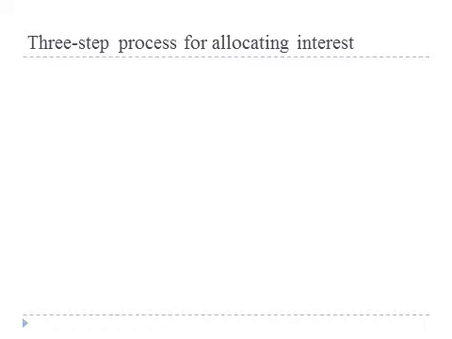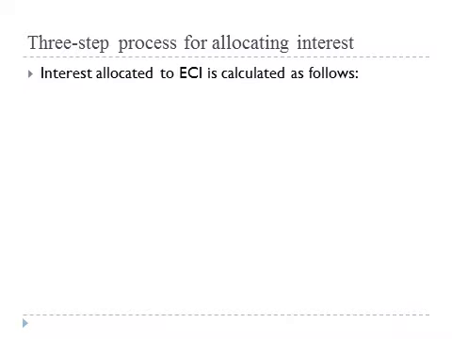Let us now examine the three-step process for allocating interest of a foreign corporation. The three-step method of allocating interest of a foreign corporation is known as the adjusted U.S. booked liabilities method. Under this method, the interest expense of a foreign corporation that is allocable to income that is effectively connected with the conduct of a U.S. trade or business is determined under the following three steps.